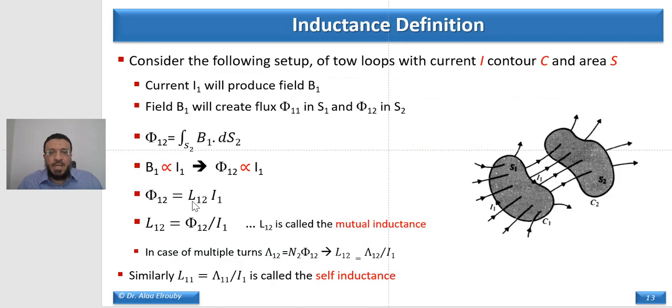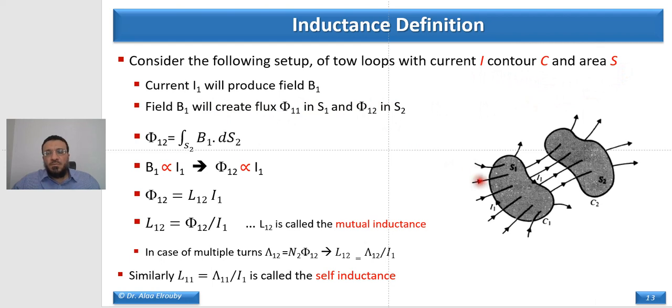Okay, so now the topic that we're talking about is the inductance. We know the inductance and inductor from circuit theory, but from magnetic field perspective, we would like to introduce the concept. So let us consider the following setup where we have two separate contours or loops, loop 1 and loop 2. Each loop does have its own current, its own contour, and its own area.